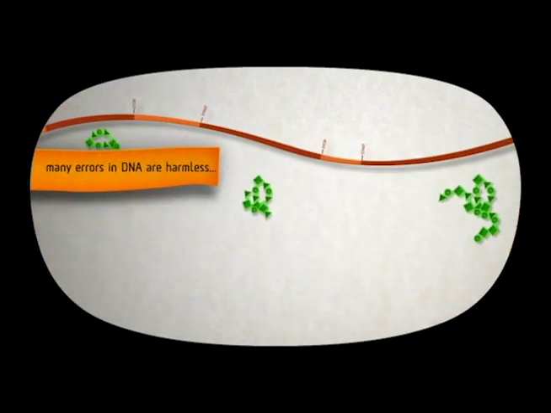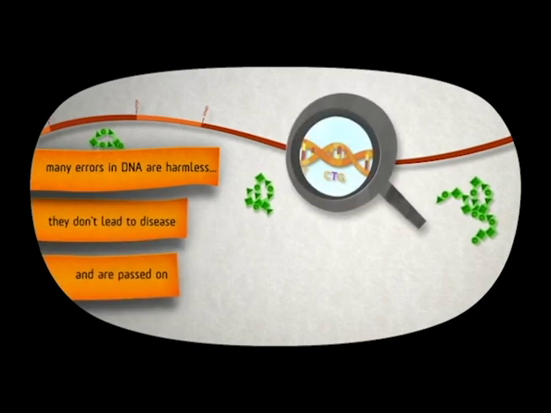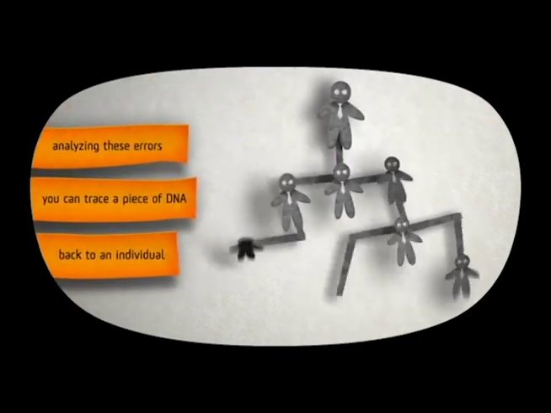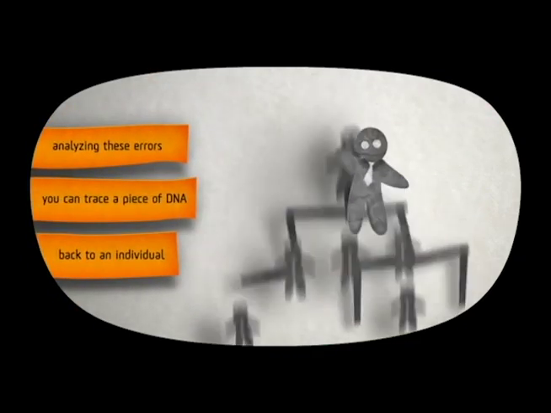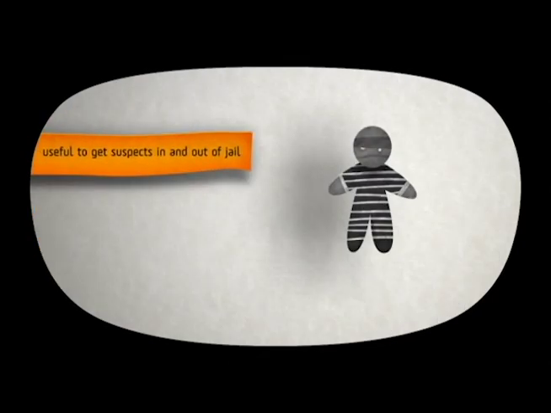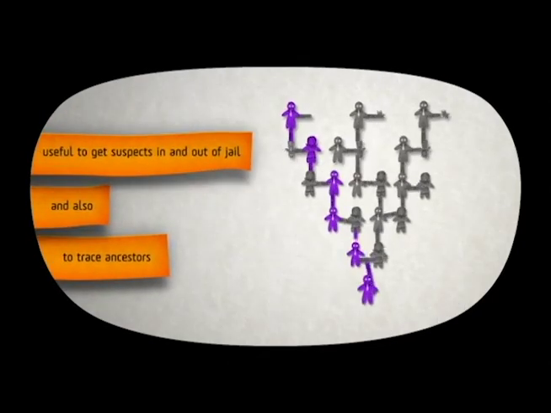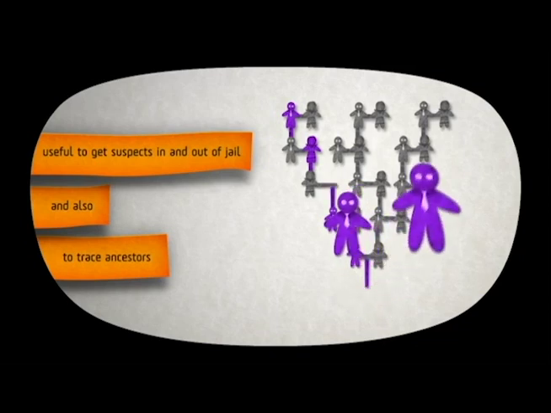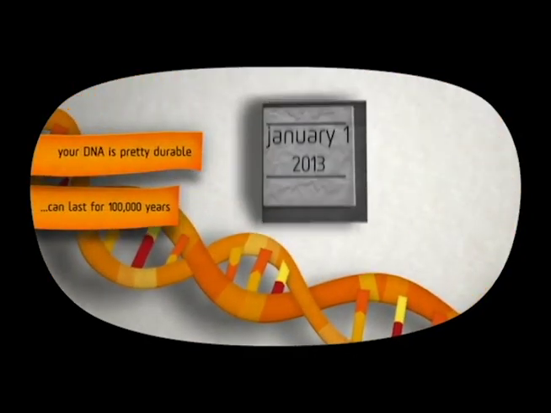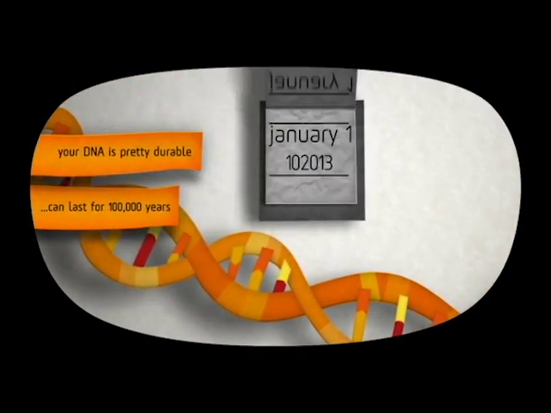Many errors in DNA are harmless. They don't lead to disease and are passed on. Analyzing these errors, you can trace a piece of DNA back to an individual. Useful to get subjects in and out of jail, and also to trace ancestors. Your DNA is pretty durable. It can last for 100,000 years if you don't get cremated.